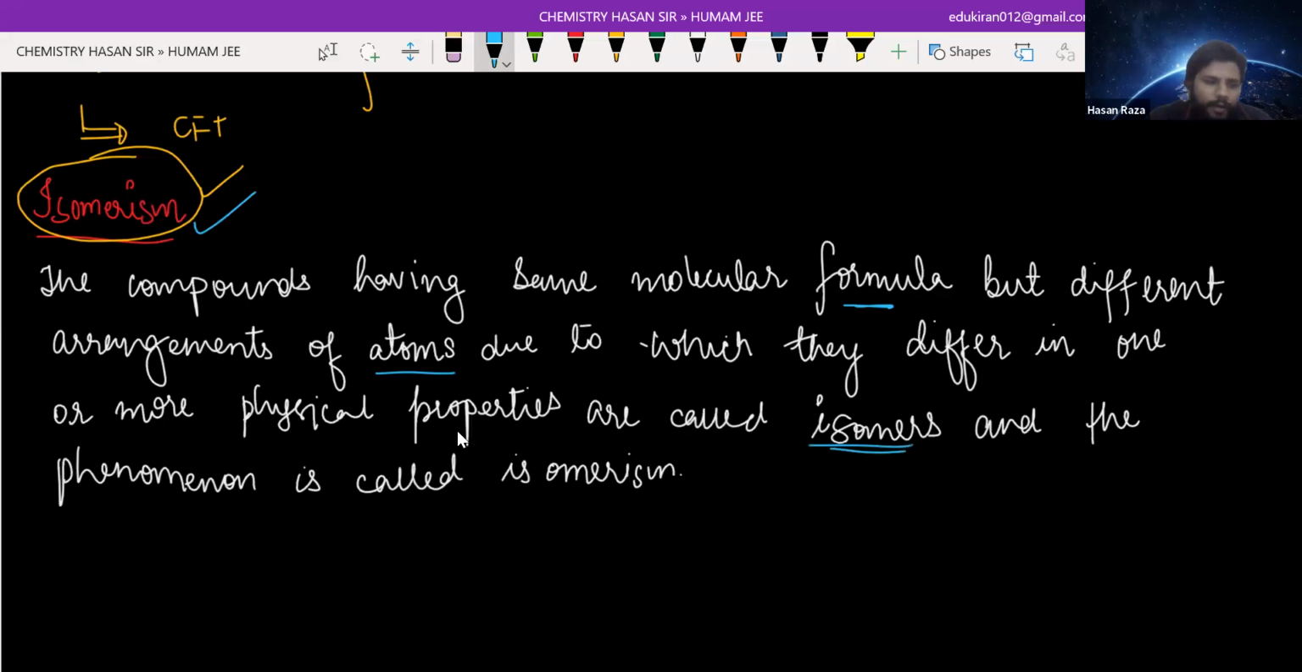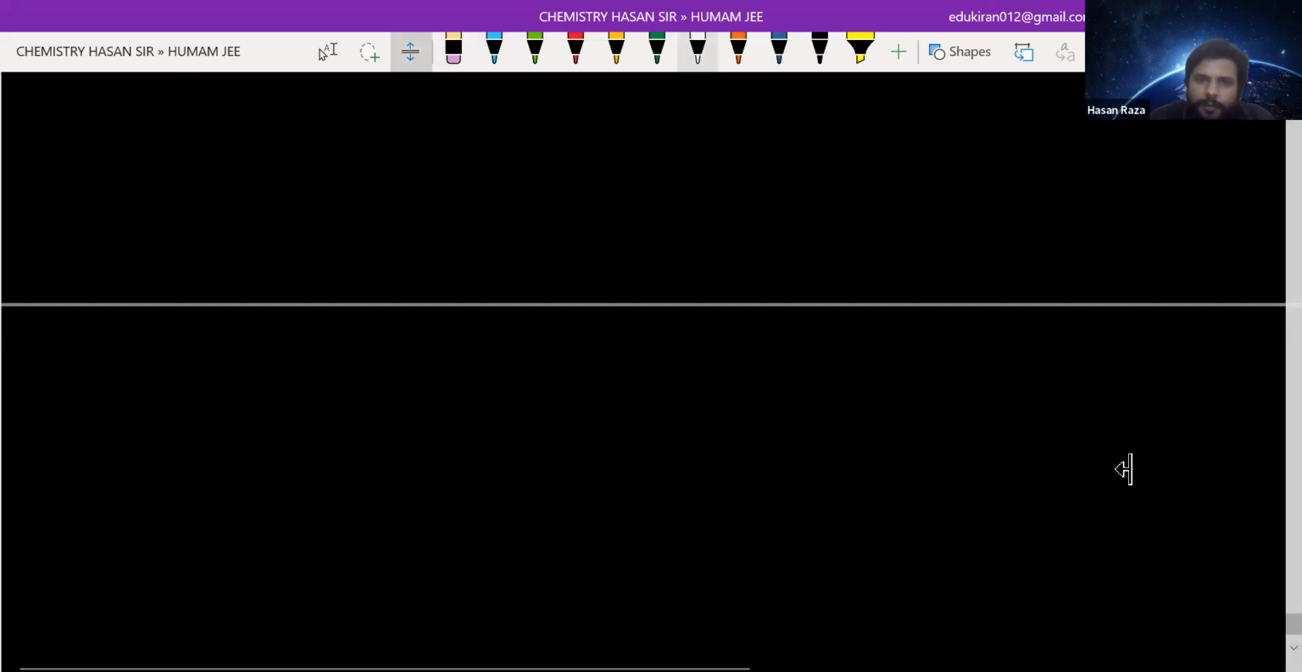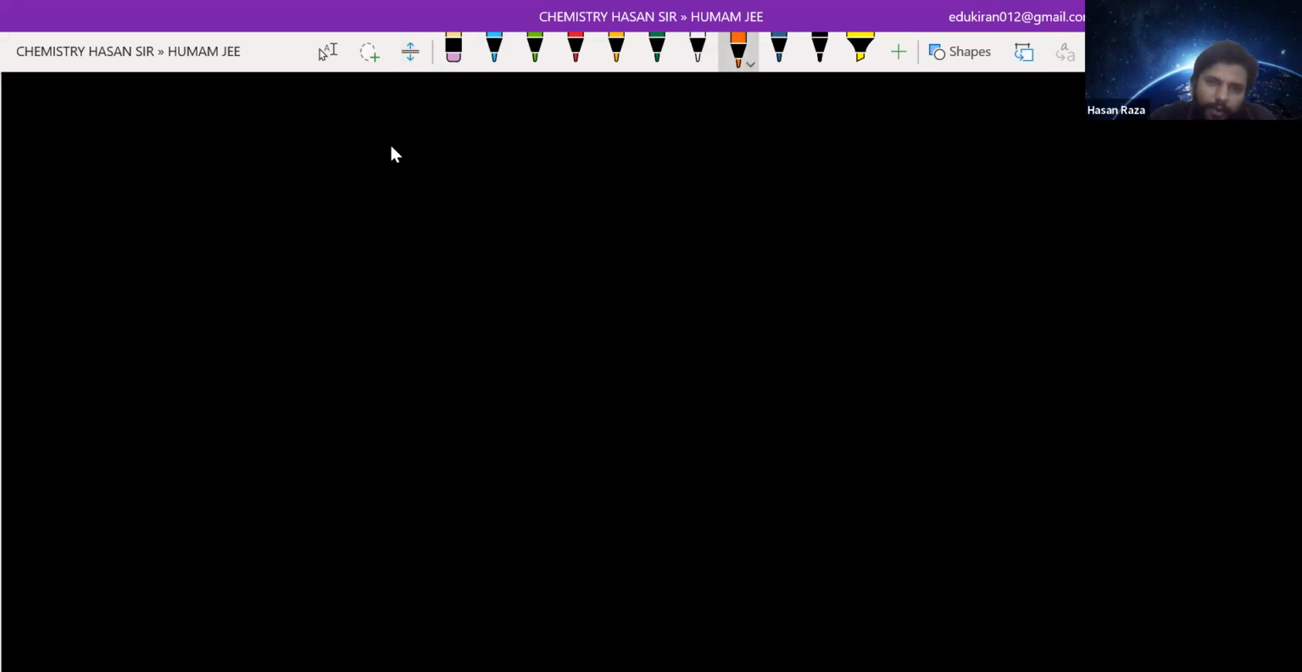Isomers, and the phenomenon is known as isomerism. So I think the definition is clear to both of you. Now I'm going to divide this isomerism into two parts.